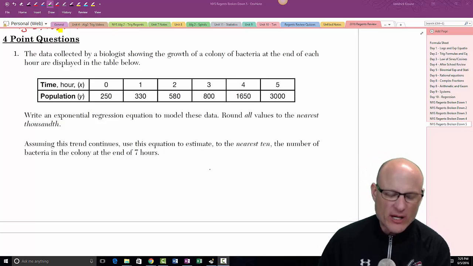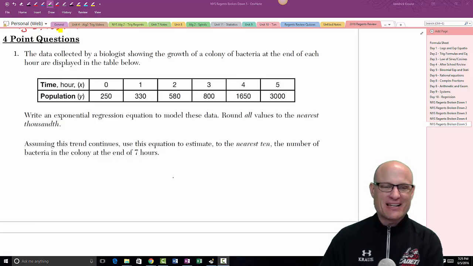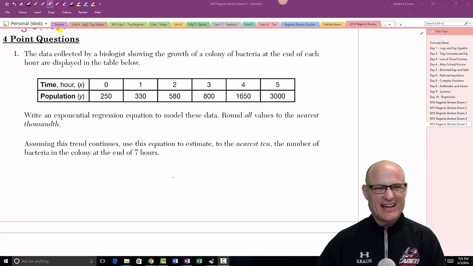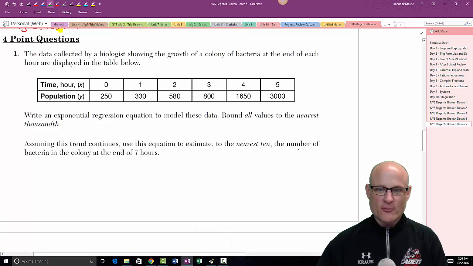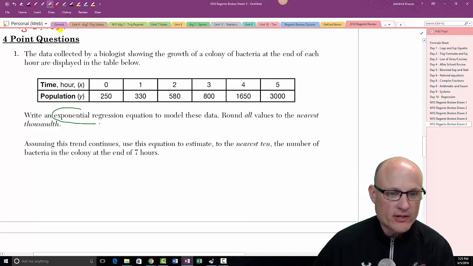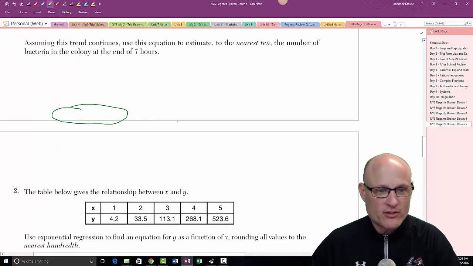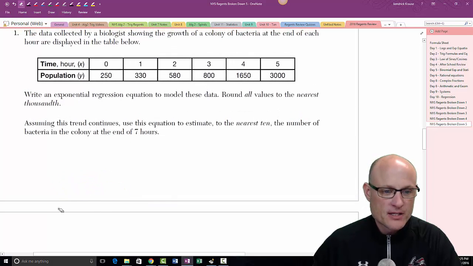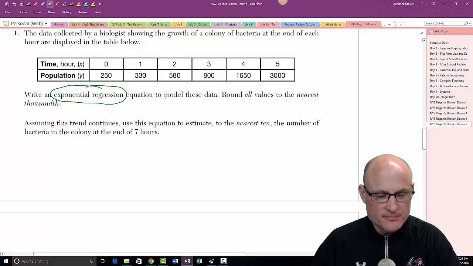Okay, now we're doing 4-point questions. And I didn't leave you a lot of room here, and I apologize for that. Hopefully you got a little room off to the side. But these are going to be slightly more difficult. There's easier places to make mistakes. They're going to ask you more questions. So just be aware of that. So here's our sample, and we're going to do, oh, look at that, exponential regression again. They love exponential regression. So let's get started on some exponential regression.